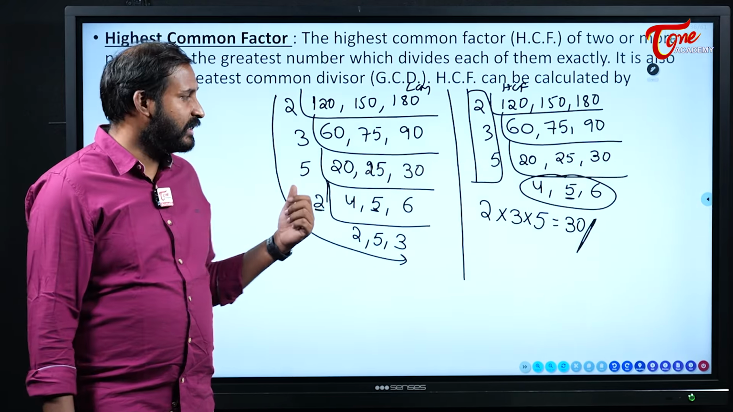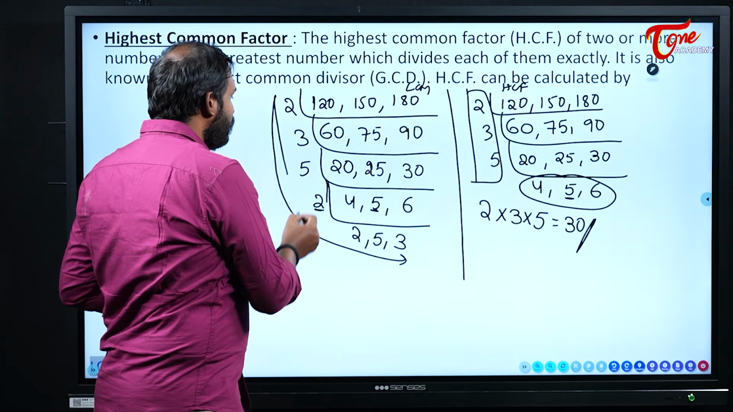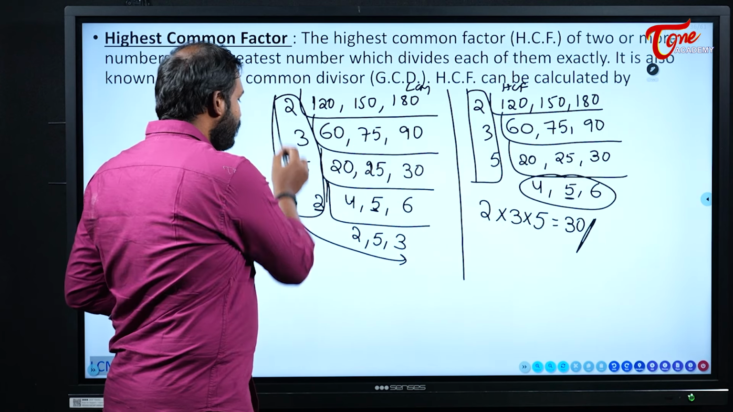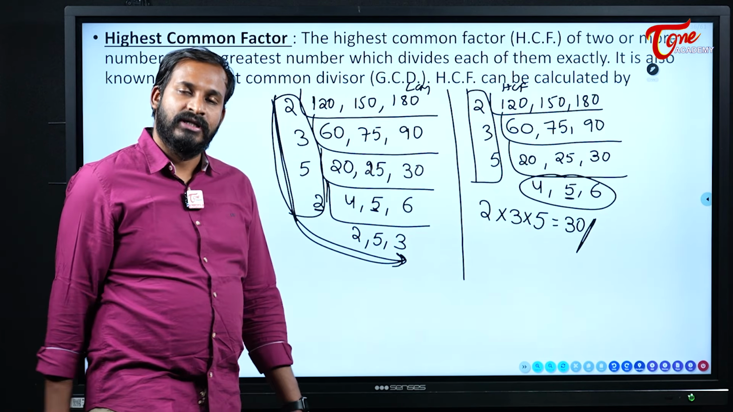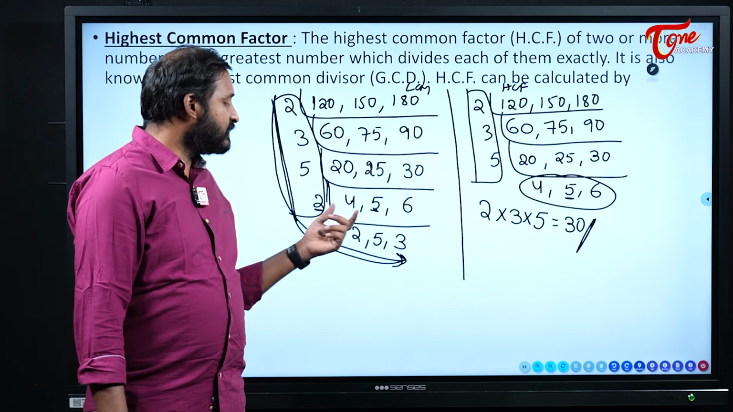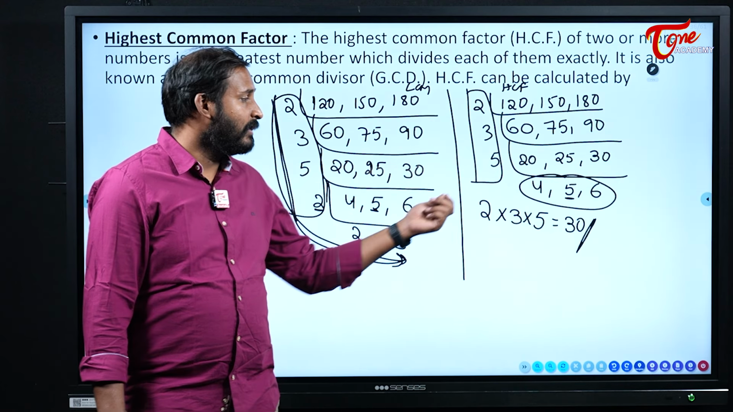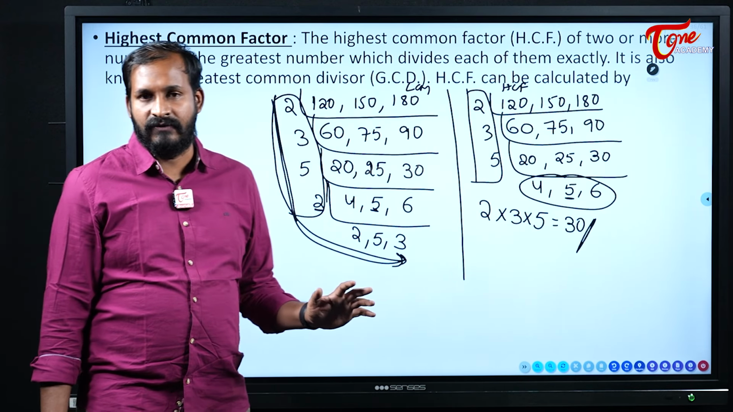Many of the students will get confused. What they usually do is, in case of HCF, we will multiply only these numbers. In case of LCM, we will multiply all these numbers. That is fine. But in the process also there is one change. In case of LCM, even if one number is not divisible, you can go forward. But in case of HCF, we cannot do that.